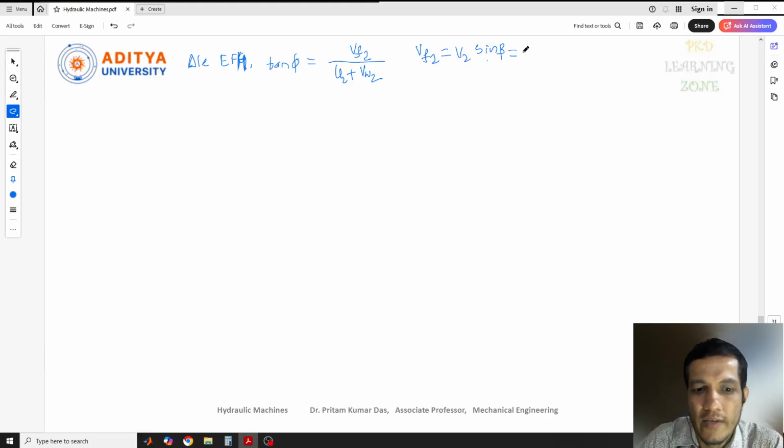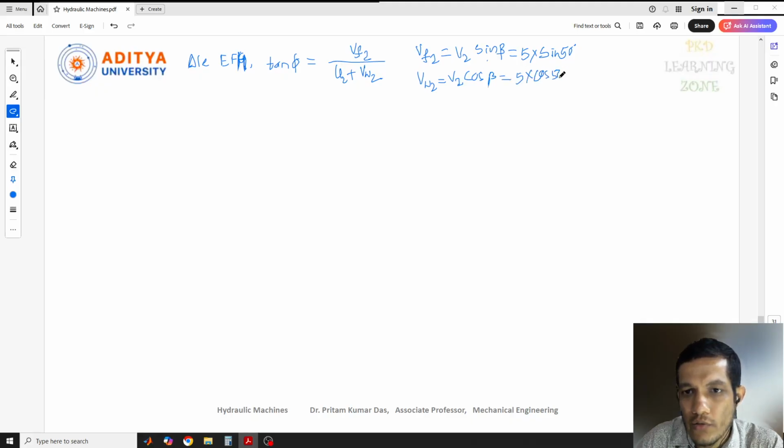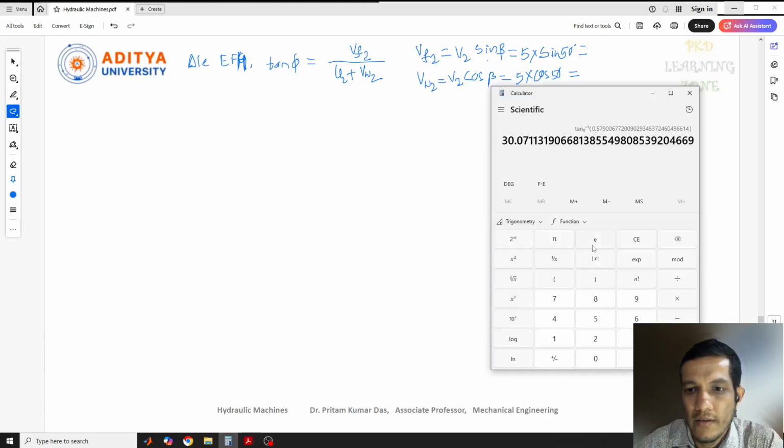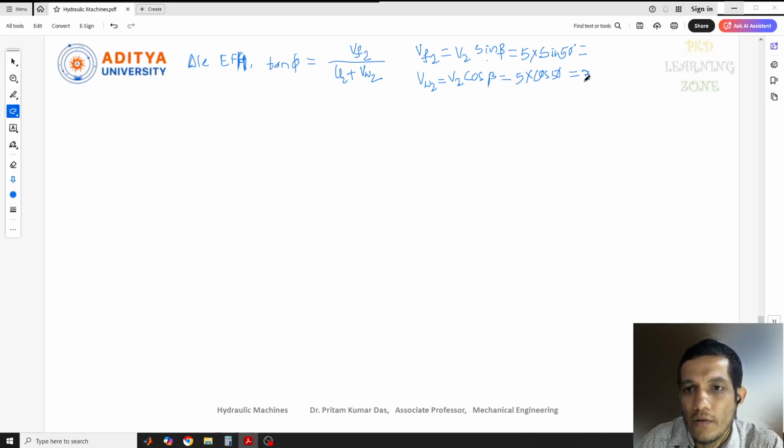So V2 we have calculated already, this is already given, 5, and beta equal to 50 degree, already we have subtracted this one. Similarly, we need to find out the VW2. VW2 is V2 cos beta. So similarly, here we can write 5 into cos 50 degree. We can find out this value. This is the angle 50, and cos 50 into 5, 3.21. So 3.21 meter per second.